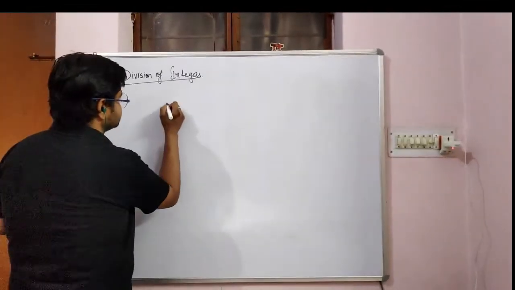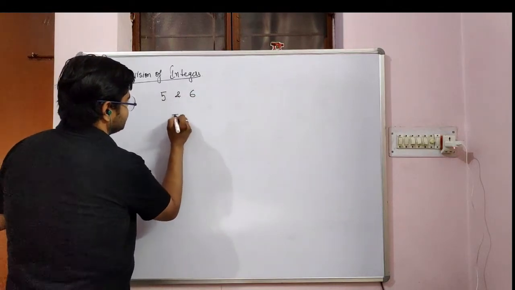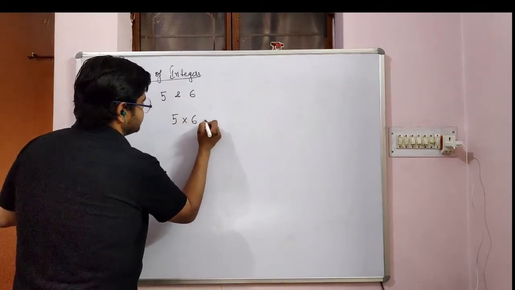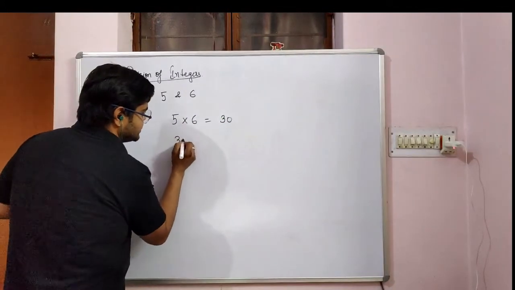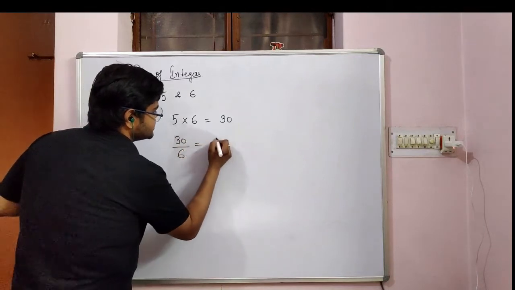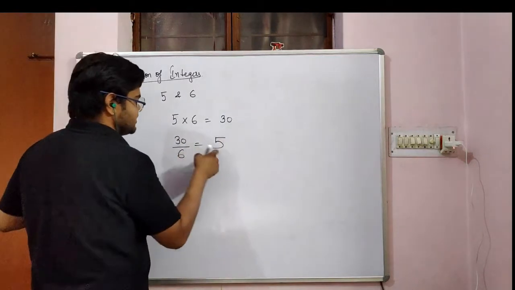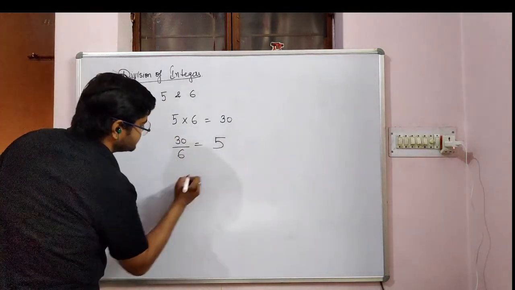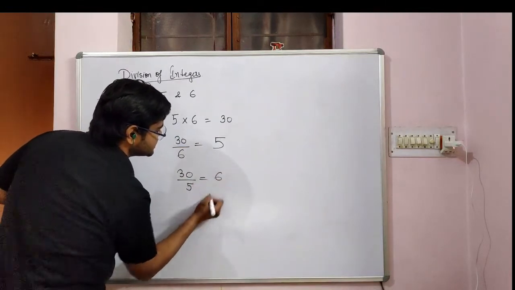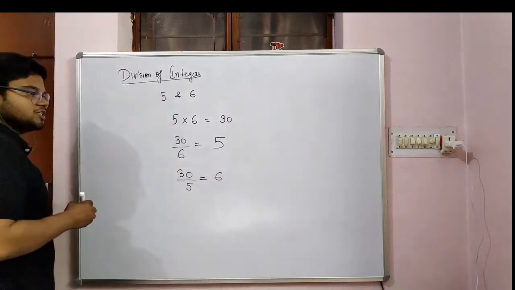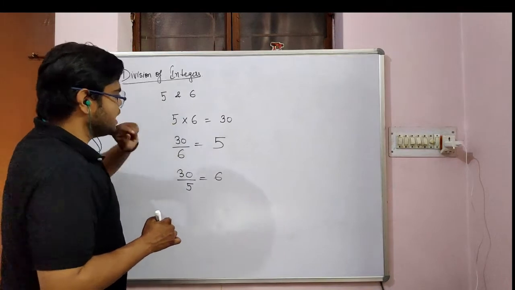Suppose we have two integers 5 and 6. If I multiply 5 with 6, the result will be 30. If I divide 30 by 6, the result will be 5, since 6 5s are 30. And if I divide 30 by 5, the result is 6, since 5 6s are 30. So from this we can see, children, that multiplication and division are inverse operations.